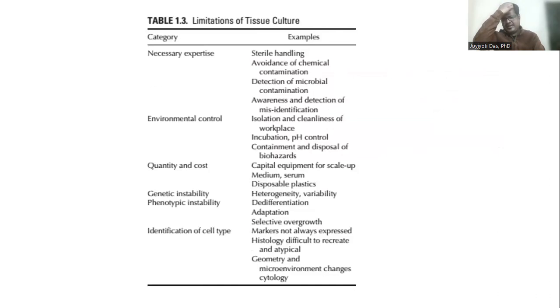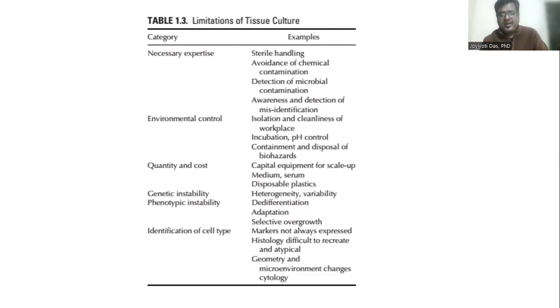Okay, but then there are certain limitations of tissue culture also. For example, this requires a lot of techniques which can be performed by skilled labor only. And one of the most important aspects is sterile handling of the various instruments and tools that you use in animal cell culture, avoidance of chemical contamination, detection of microbial contamination, and quantity and cost. So this is cost intensive. Animal cell culture is cost intensive, and it requires a lot of expensive reagents if taken together.